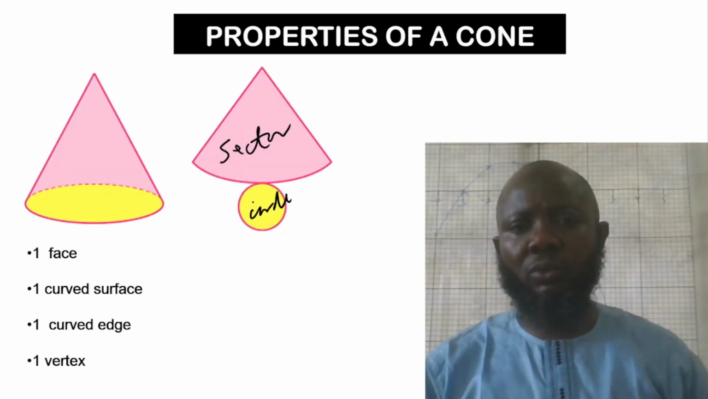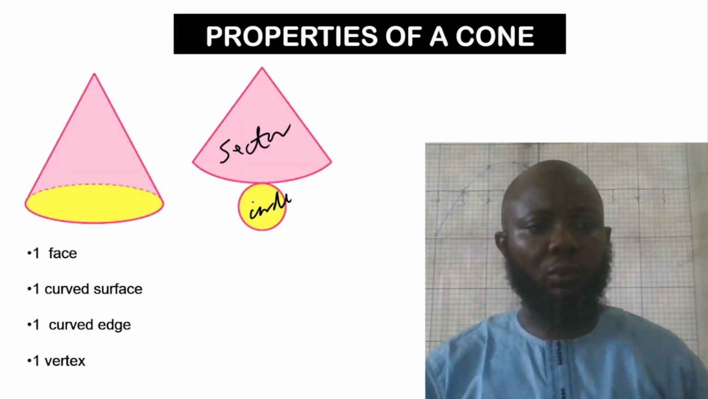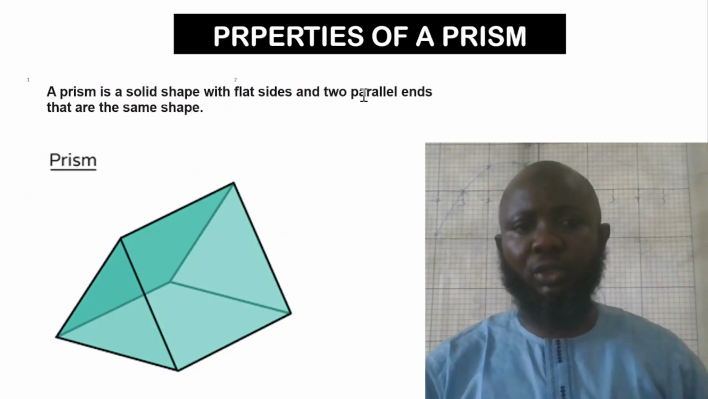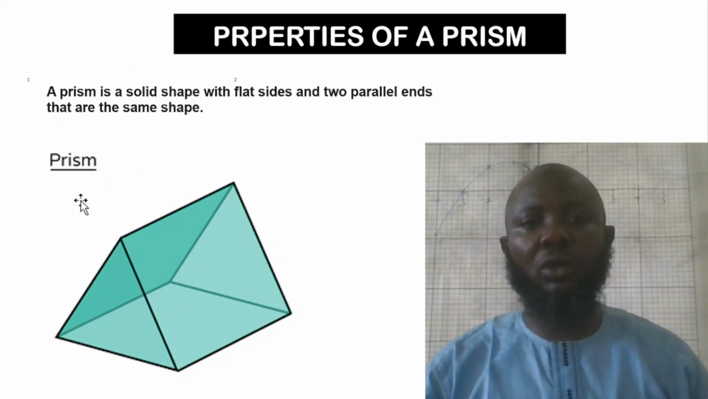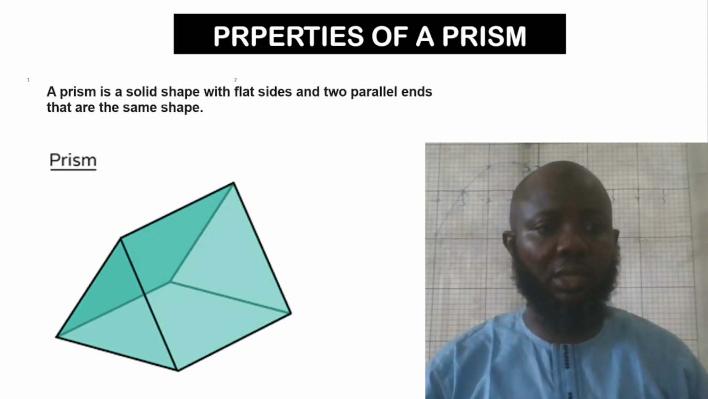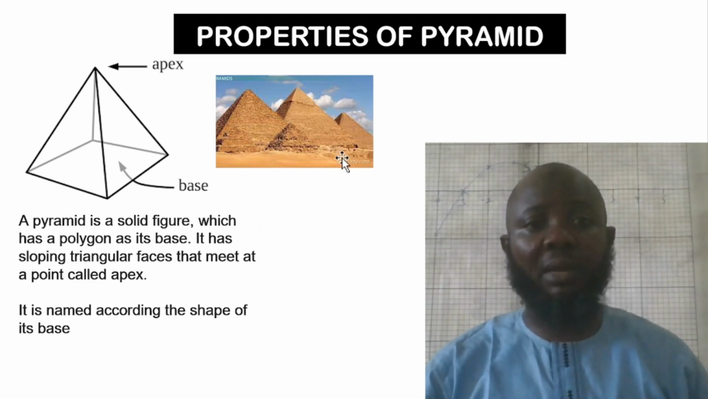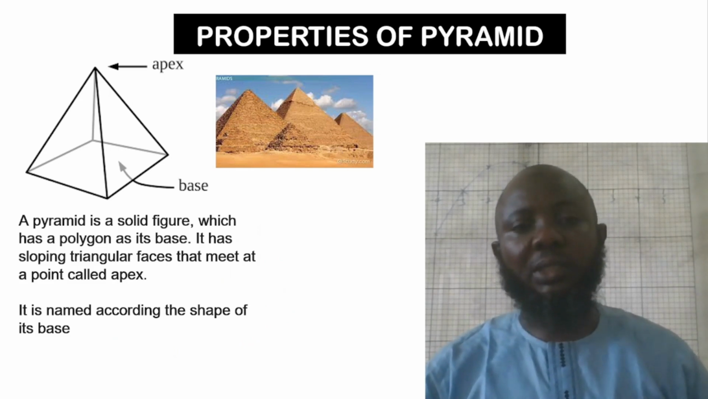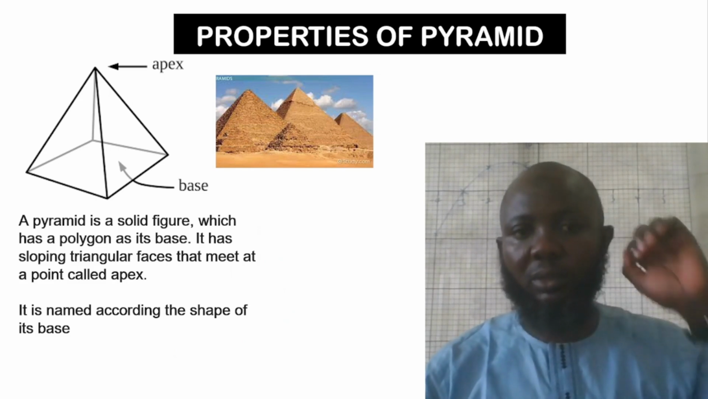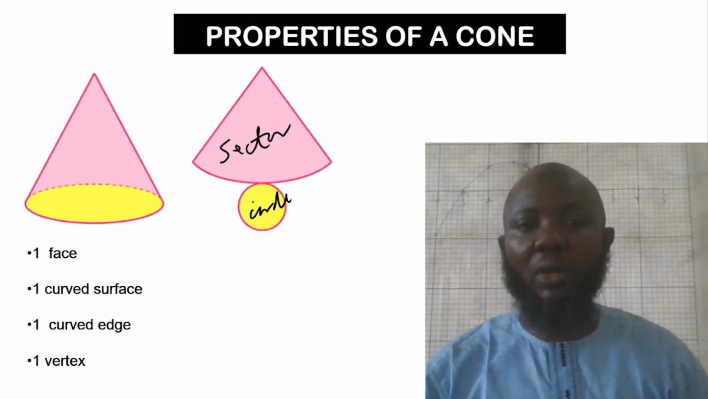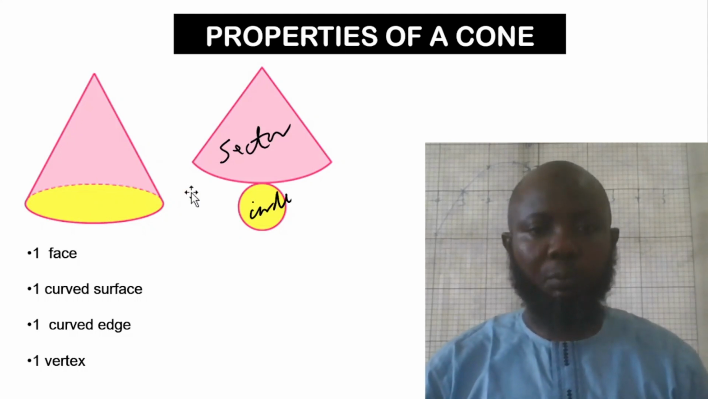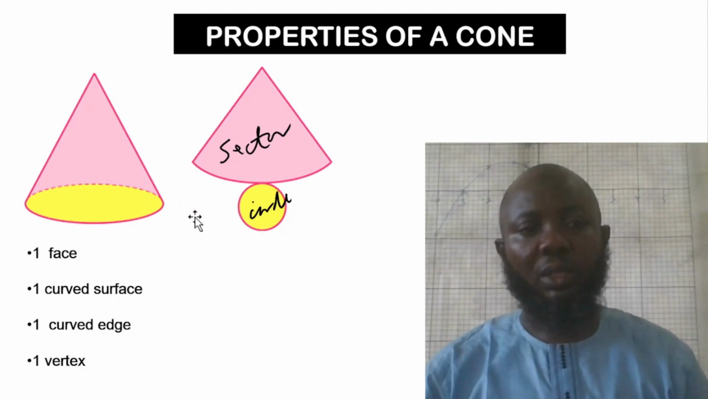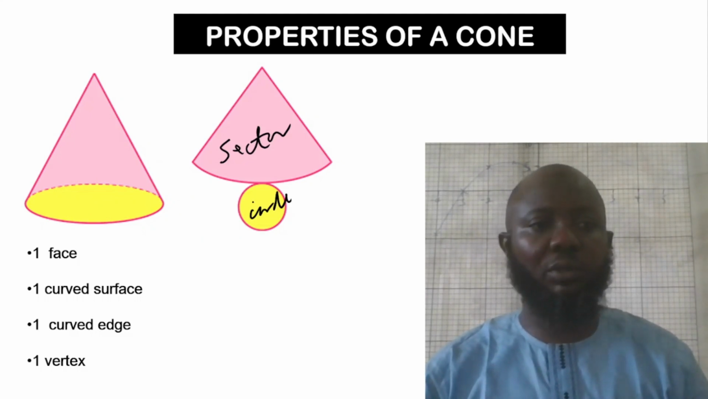Then the next one, which is a prism. So this is another part of the topic, a prism. Now, what you should understand about the pyramid that we discussed is that a cone is also a pyramid. If you look at this, they look alike. But what type of pyramid is a cone? It's a circular base pyramid. I hope that is clear.